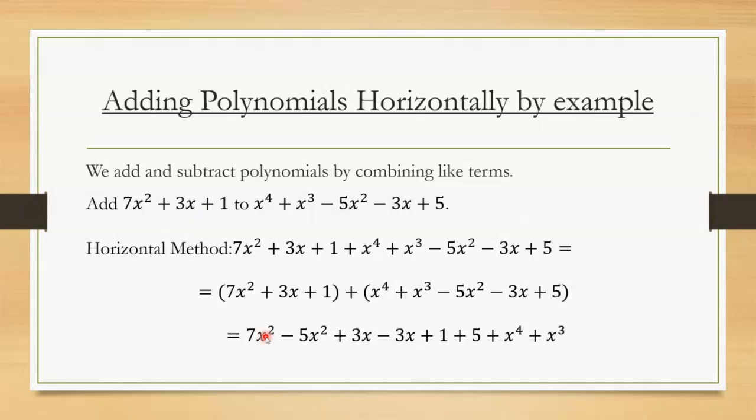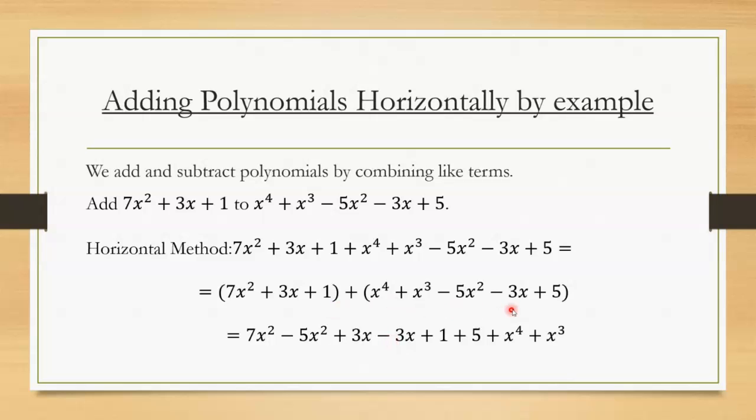So for instance, we have 7x squared. Are there any other x squared terms? Well, yeah, we have minus 5x squared. So let's put that over here, as you can see. Okay, next is 3x. Are there any other x terms? Oh, here it is. We have 3x minus 3x. That's down here. We have 1.